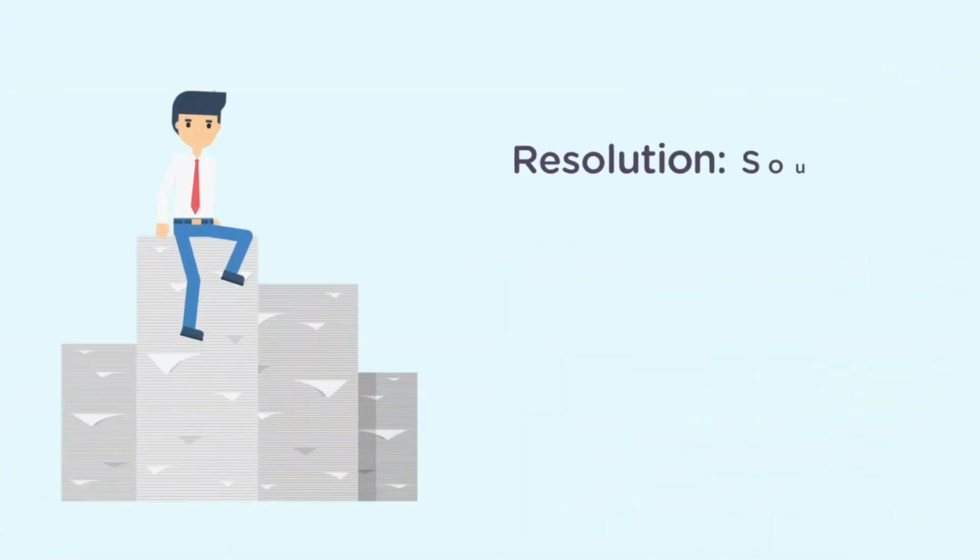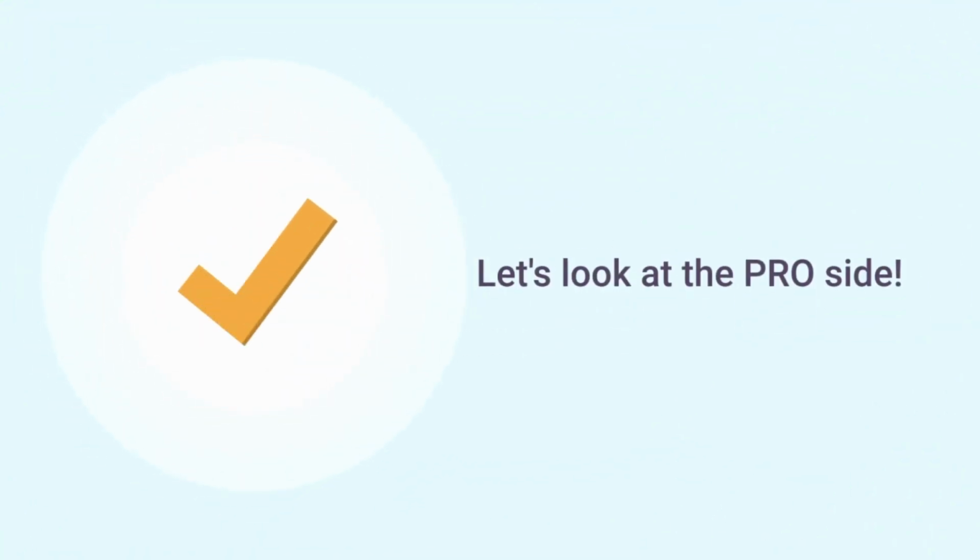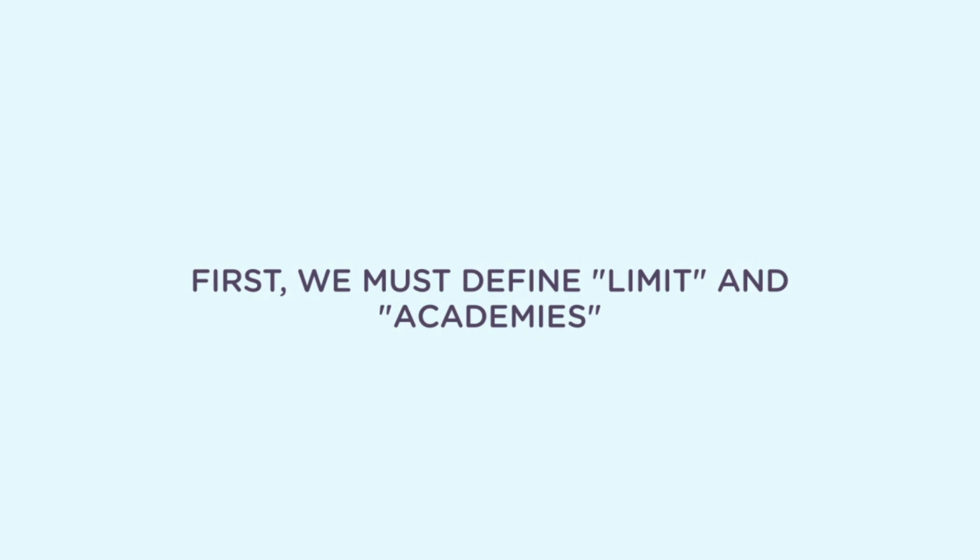This video's resolution is South Korea should limit the number of academies for middle school students. We will be focusing on the pro side of this topic first, and then move over to the con side. I think the first thing, though, we need to do is define some of the key words. The most important words are limit and academies.